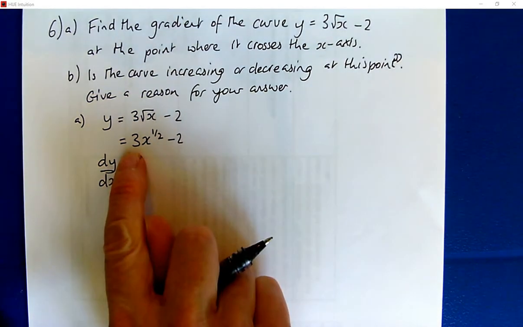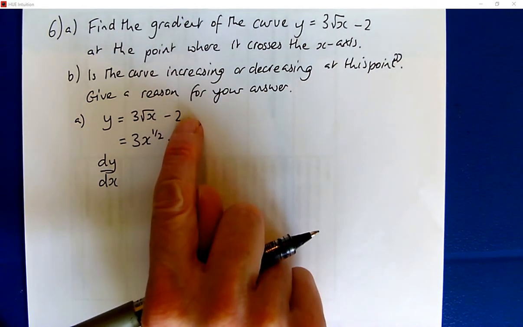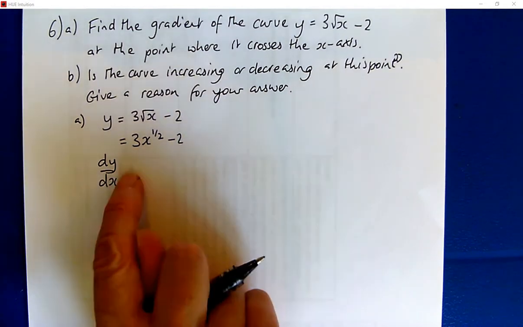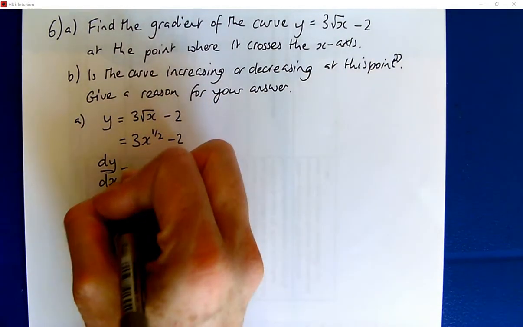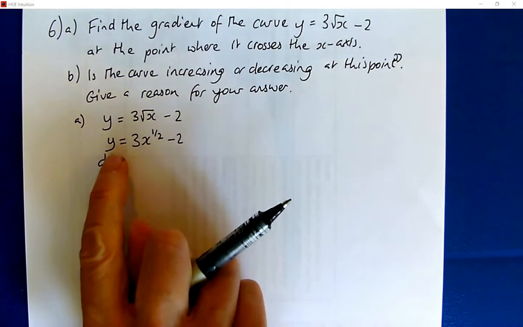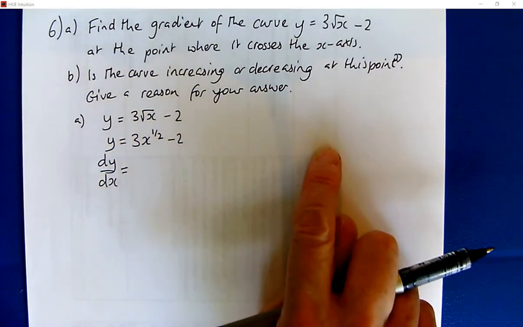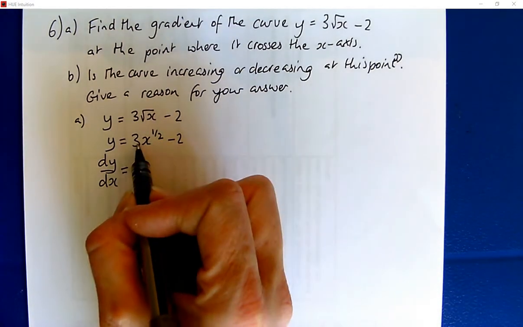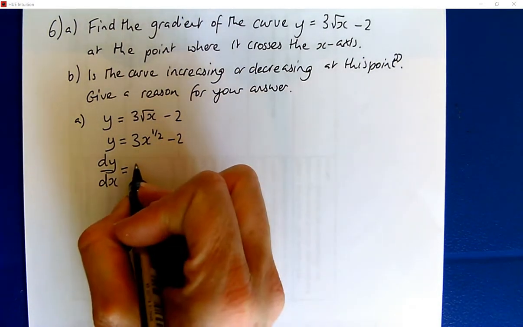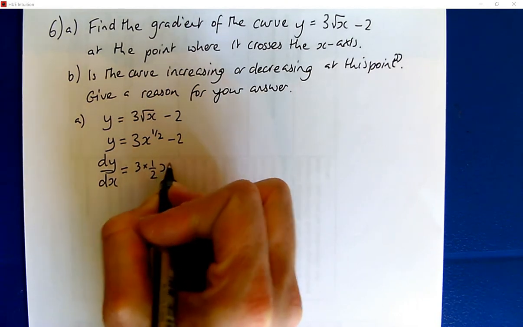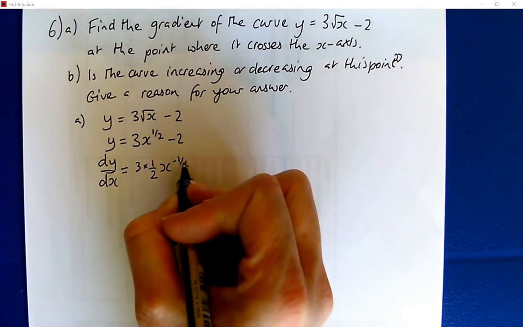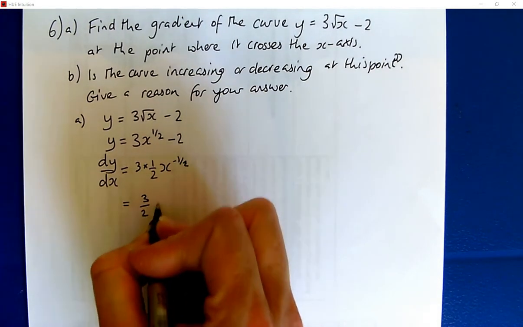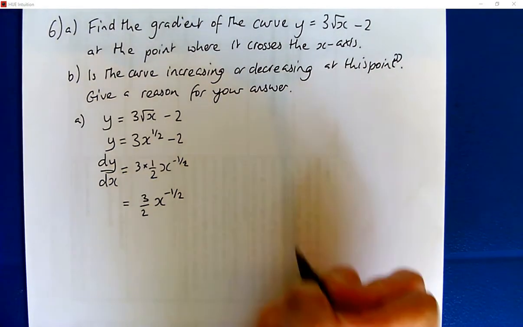Now notice I've got y is equal to this, I'm not just putting equals now, because that is y and this is the gradient. So a bit of a bugbear. Lots of people just put y equals this equals the gradient, and that's rubbish. Right, so we've got 3 times, we bring down the power, so we've got 3 times a half x to the minus a half, and when we differentiate 2 we get 0. So we've got 3 over 2 x to the minus a half.